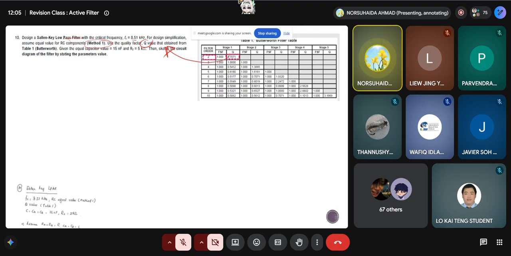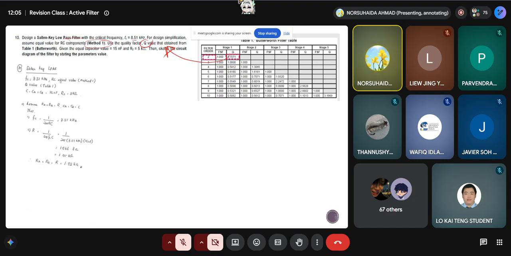Okay, next we move to the solution. Sallen-Key low pass filter. This is the extraction from the question. Like I mentioned earlier, you have to extract all the given information. Given FC equal to 8.51, RC equal value, and Q from table 1, and then CA equal to CB, 50 nanofarad, R2 is given, 5 kilo ohm.